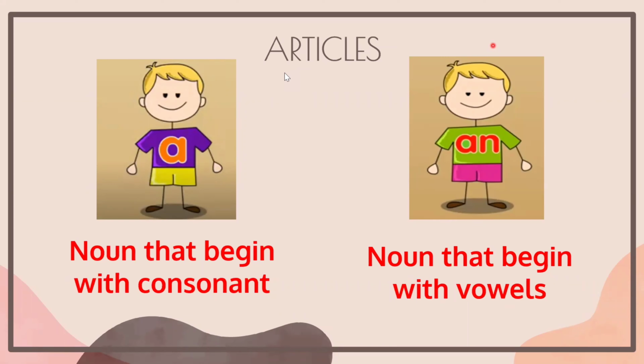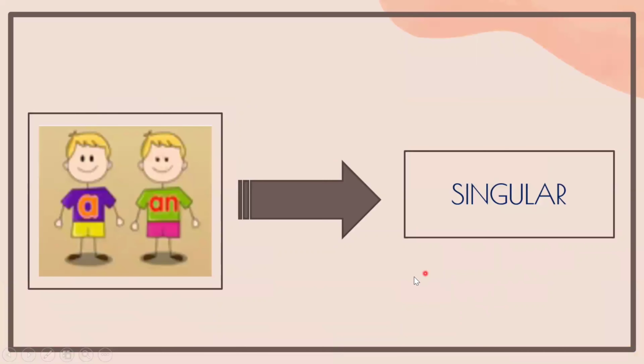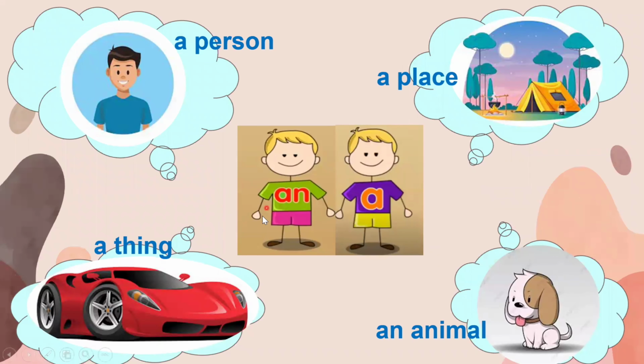From this story, we come to know that A always sits before the noun that begins with consonant, and an always sit before the noun that begin with vowels. The articles a and an always comes before the singular noun. Children, do you know what is singular? Yes, singular means only one. Singular noun refers to only one person, one place, one thing, and one animal.